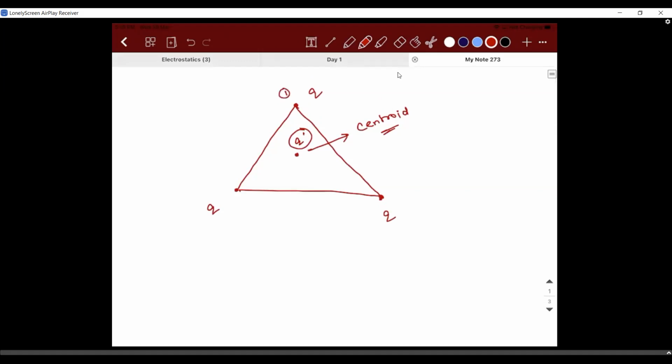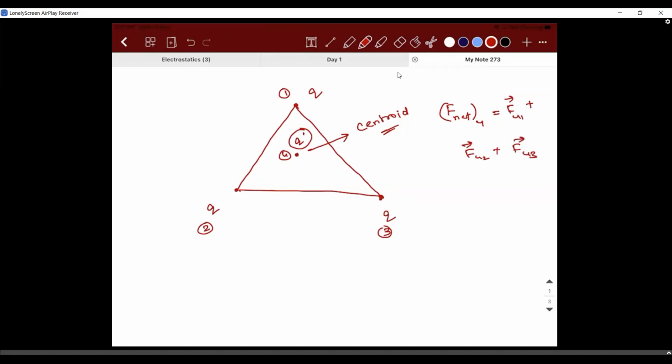So I label this as 1, 2, and 3. Accepted? Right. So if I call this the fourth charge, what are we trying to do? We are trying to calculate the force experienced by the fourth charge. So the net force experienced by the fourth charge is equal to what? Force from 1. How do we write it? F41 vector plus F42 vector plus F43 vector. It's a simple thing, right?